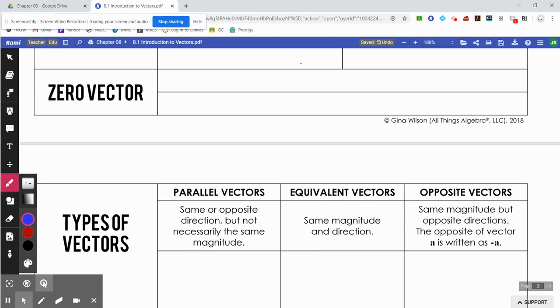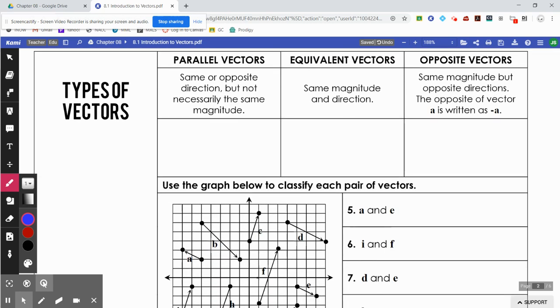Let's stop at this point and define what we call a zero vector. A zero vector is any vector that has a magnitude of 0. So just any vector with no length. Okay, now, next part, let's talk about the types of vectors.